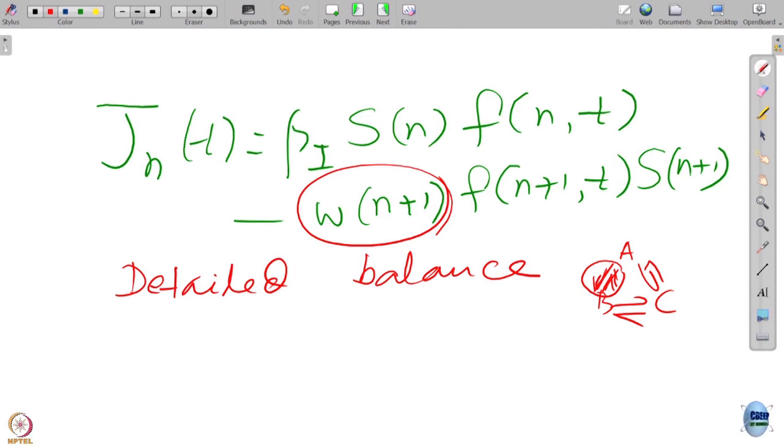So equilibrium means flux is zero. No flux. Everything is balanced. But we are ultimately calculating a steady state. We are playing with flow. But see how we are using equilibrium at the same time.